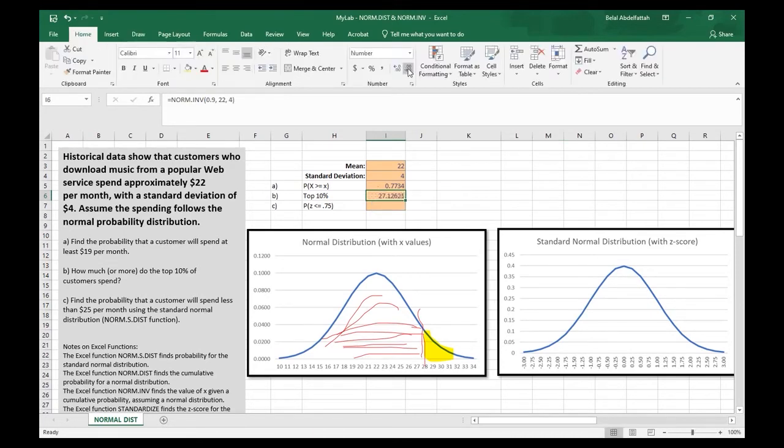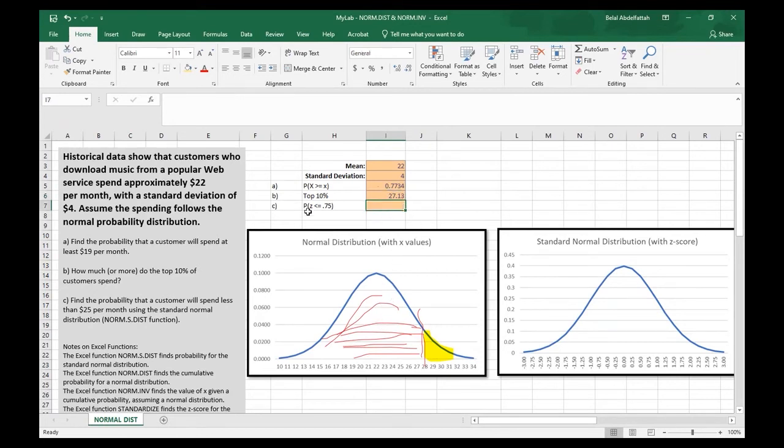This is the answer that we're looking for. We're saying that the top 10% of customers spend at least $27.13. So you notice I kind of estimated, I highlighted it. I was kind of close. So I just wanted to make an adjustment if I was drawing this out. But that's the amount that we're looking for in terms of top 10%.